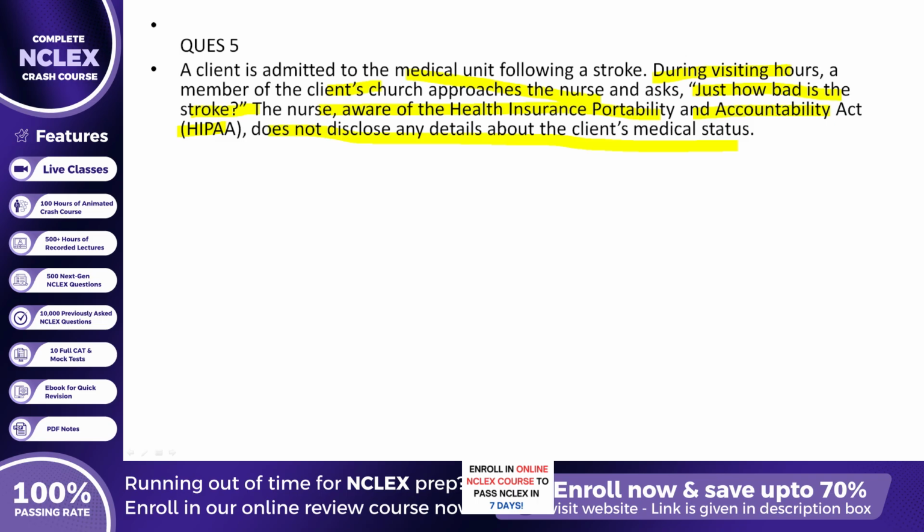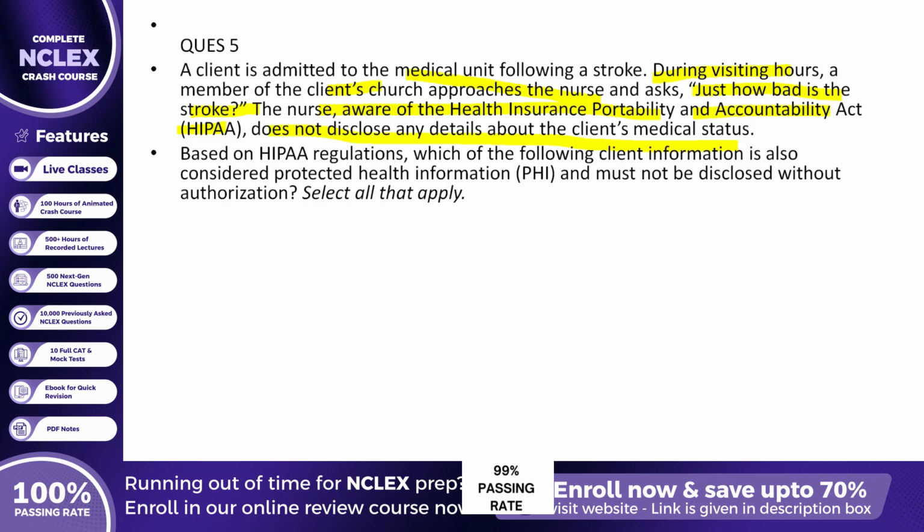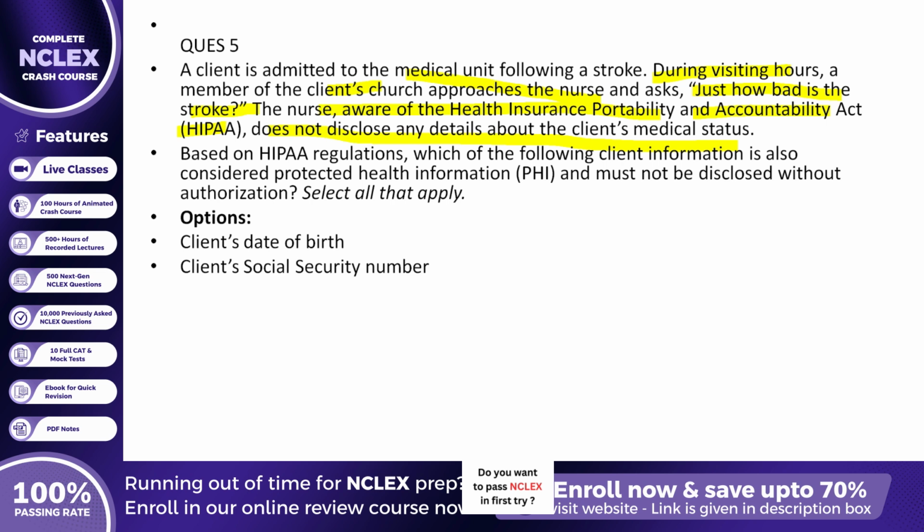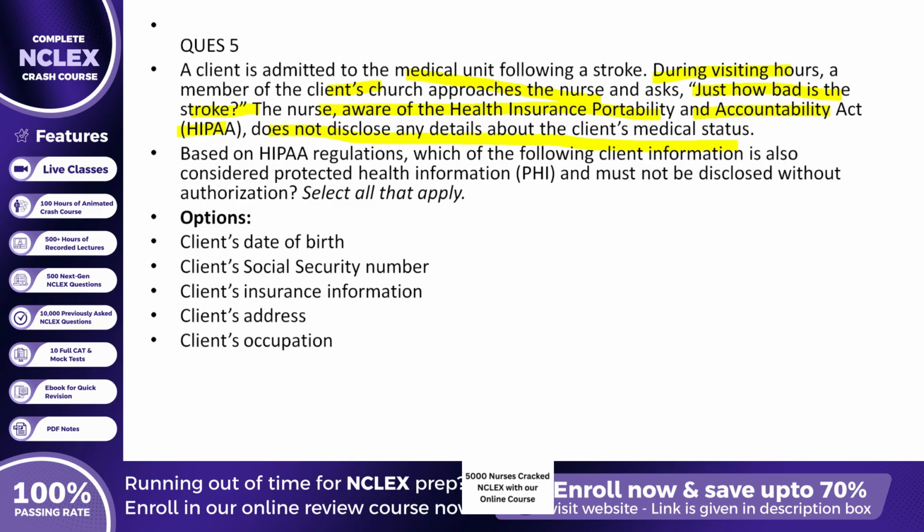Based on HIPAA regulations, which of the following types of client information are also considered protected health information, or PHI, and therefore must not be disclosed without proper authorization? Here are the options. Option 1 is the client's date of birth. Option 2 is the client's social security number. Option 3 is the client's insurance information. Option 4 is the client's address. Option 5 is the client's occupation. And option 6 is the client's computer passwords.